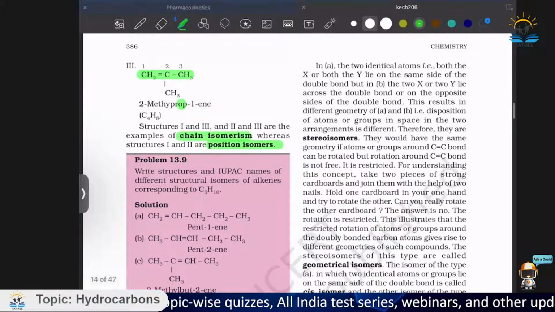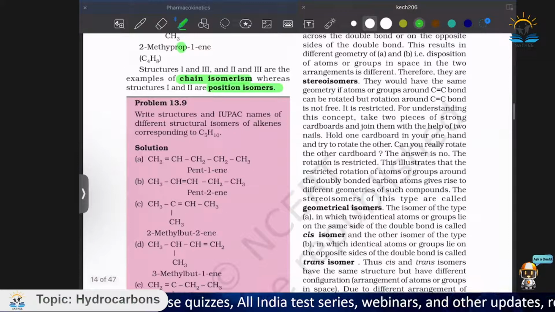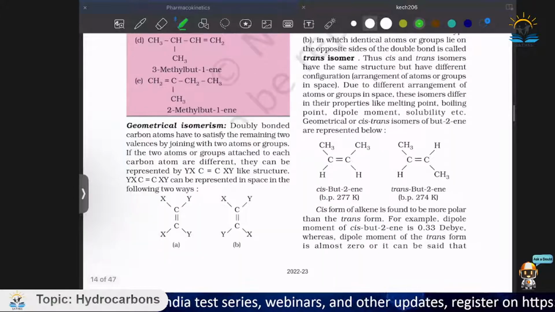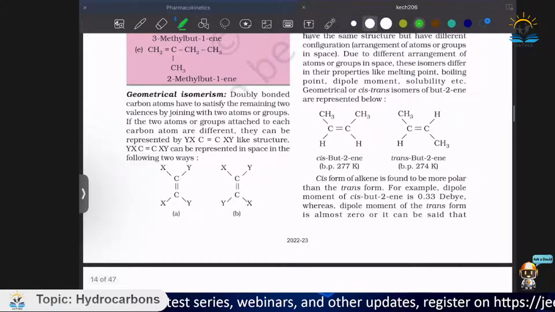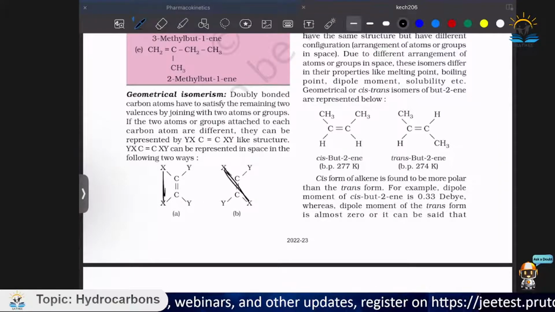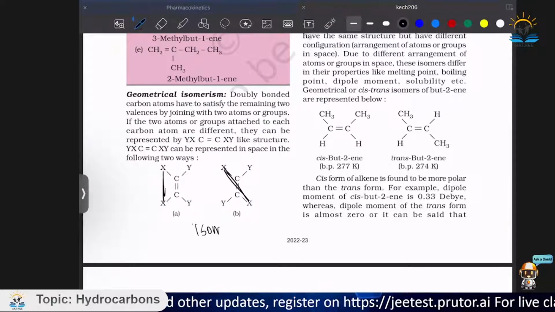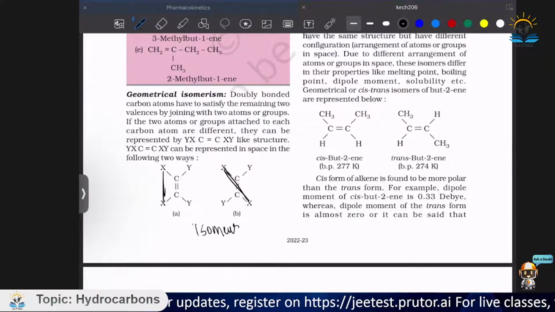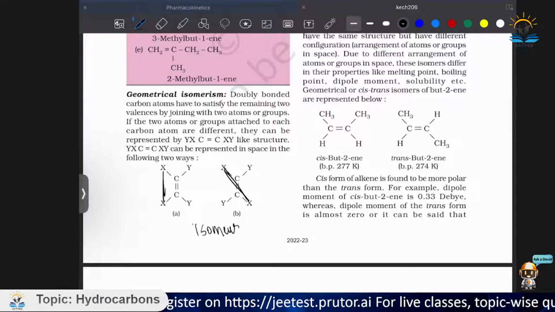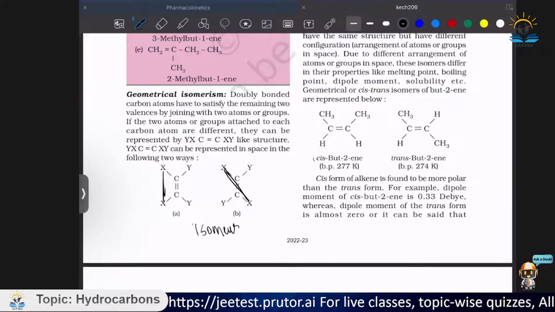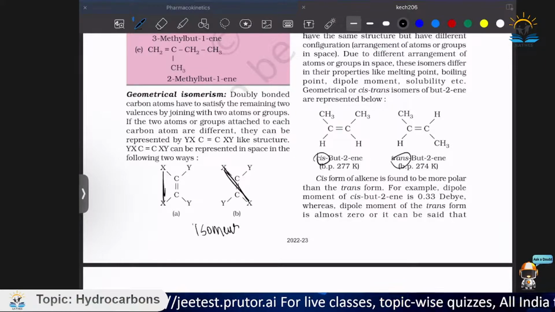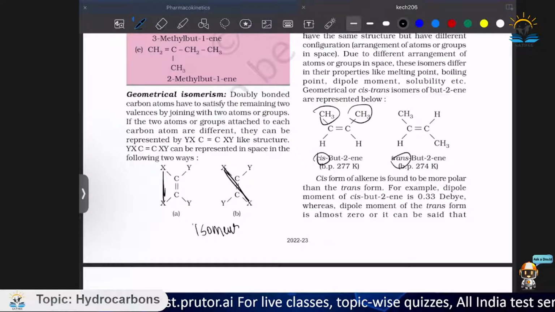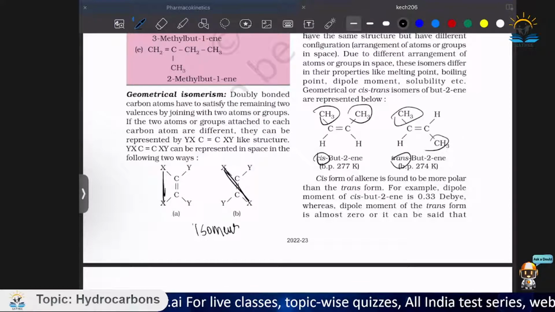There is one more thing called geometrical isomerism. Because they are planar structures, the distance between the groups here and the groups here is different. So these two are also a kind of isomers, and they are called geometrical isomers. Cis and trans. In cis, both the same groups are on the same side. In trans, they are on the opposite side.